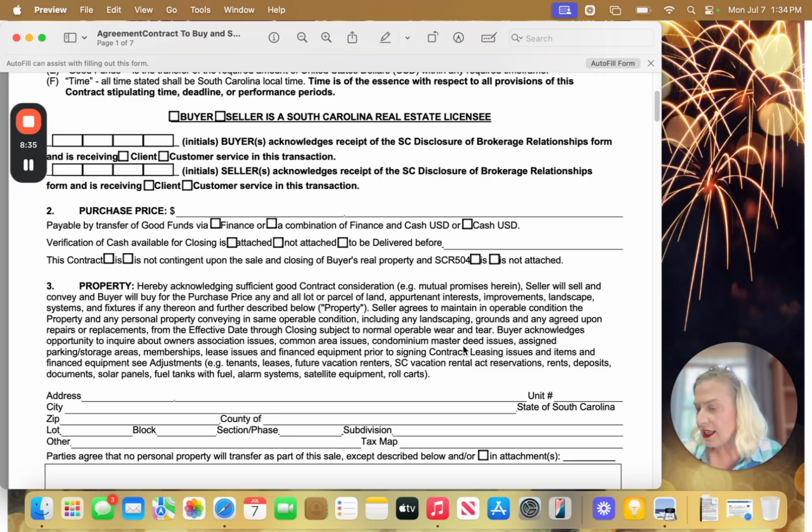It does say that, hold on, I'll get there. I've got to highlight it. I get lost in my own contract too.